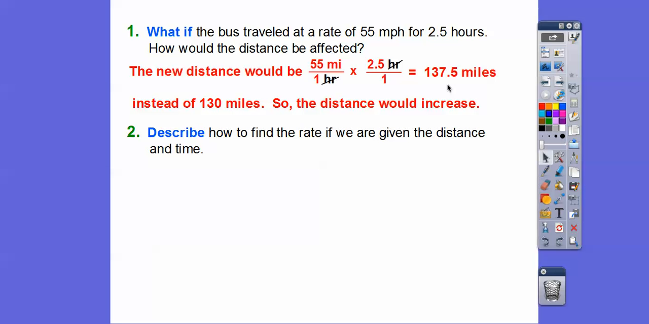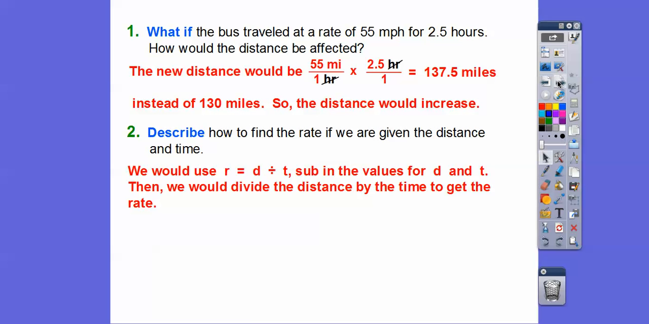Describe how to find the rate if we were given the distance and the time. Okay, well, if we're given the distance and the time, then we'd use the rate equals distance divided by time, okay? And then we'd substitute those values in, and we would divide the distance by the time and finally get our rate as the answer.